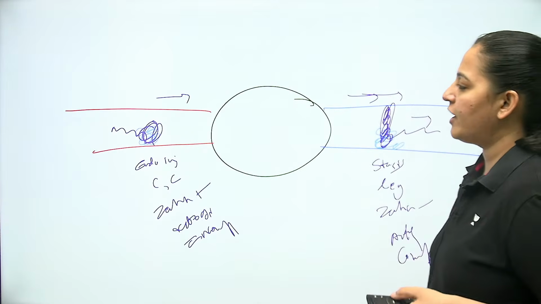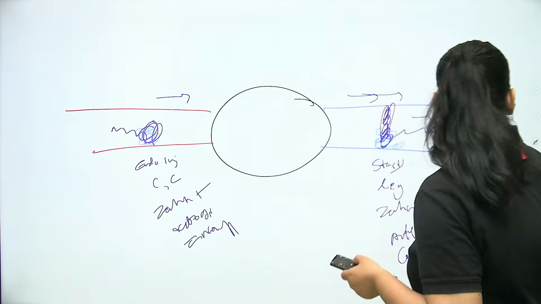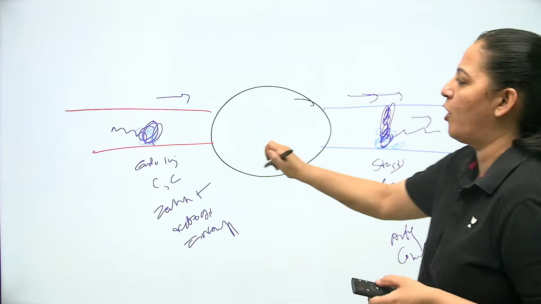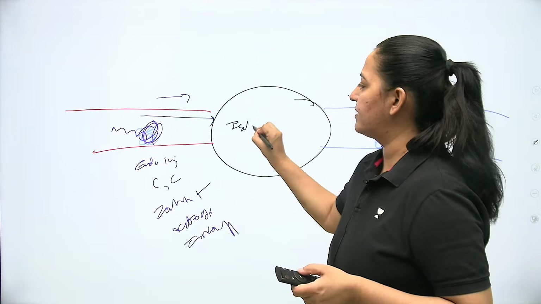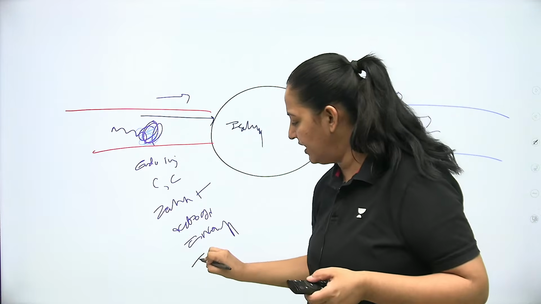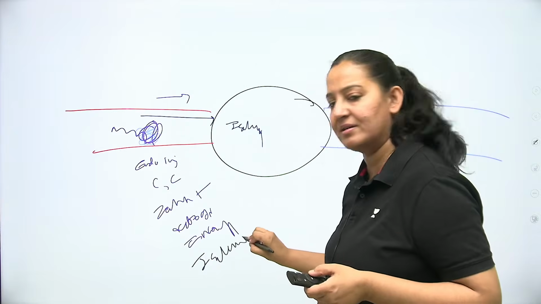The last point. Now imagine there is obstruction in the artery. What will happen to the organ? What will happen in the organ? If pure blood is not coming from the artery, then in the organ ischemia will be there. The organ is not getting pure blood. So here the end result is ischemia.